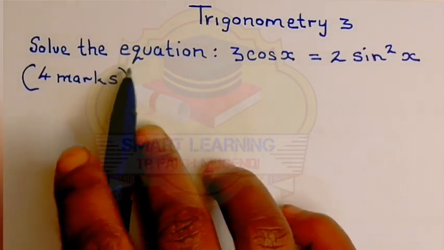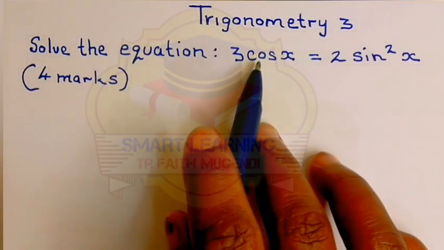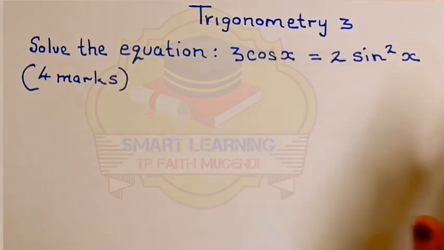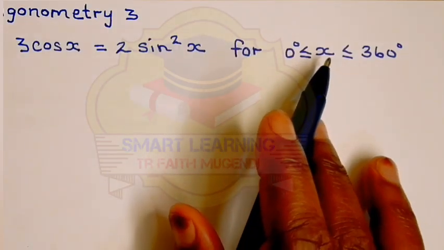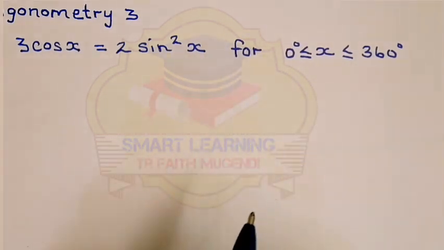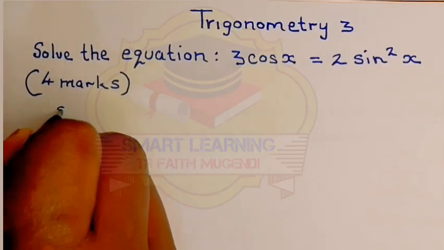We are told to solve the equation 3 cos x is equivalent to 2 sin squared x for the values of x between 0 degrees and 360 degrees, and just like that you get your 4 marks.